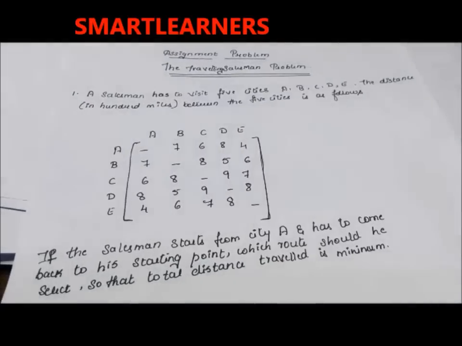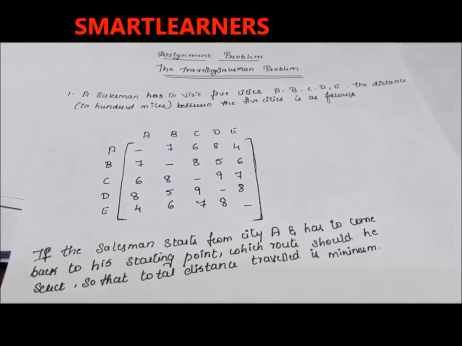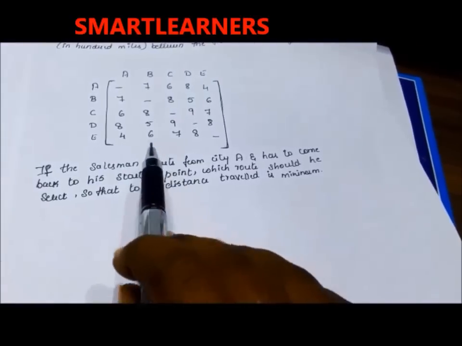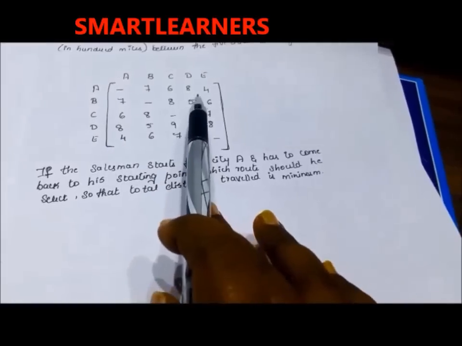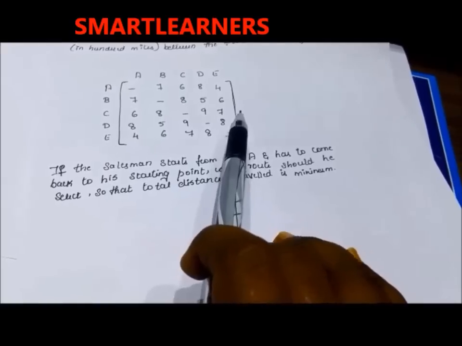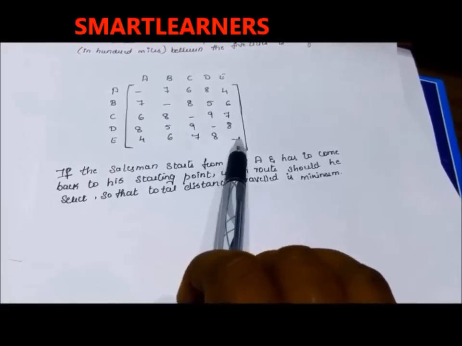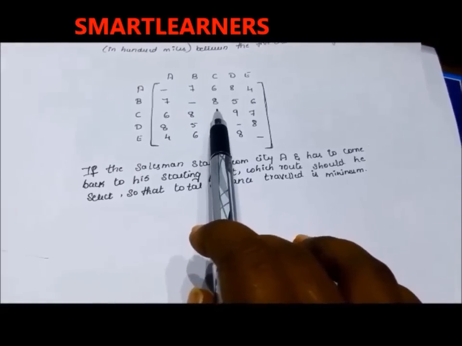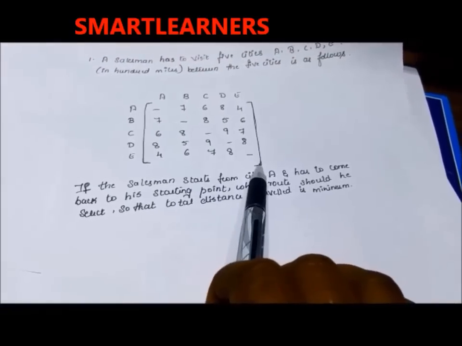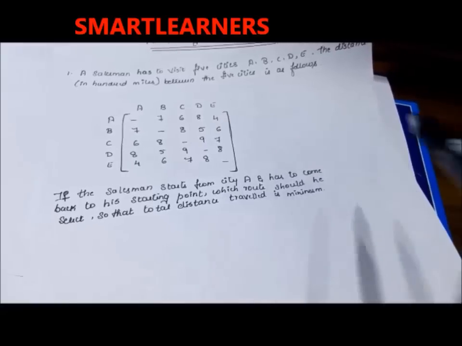So let's get started with the traveling salesman problem, step 1. First what we are going to do is rewrite the entire matrix whatever is given, where the dashes are replaced by infinity. You can carry on with dashes itself, or you can also replace it with infinity. In some textbooks they replace the dashes with infinity. Let's go ahead with the row minimization.